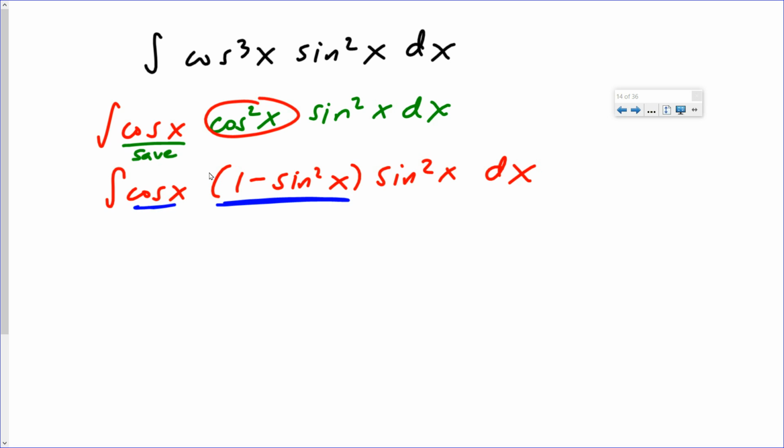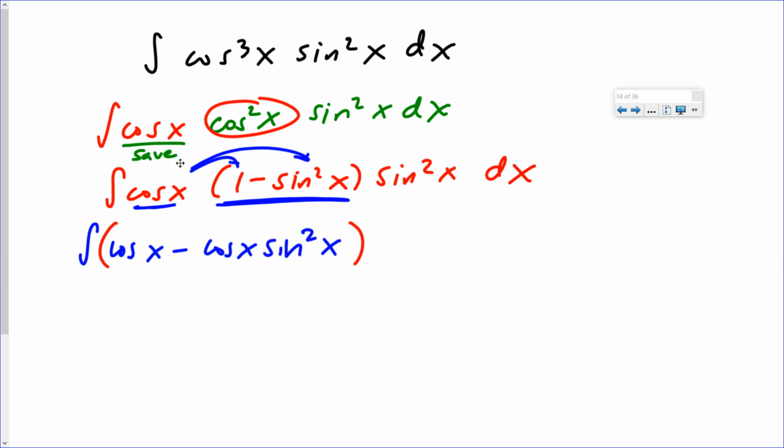But that's pretty much it. I can't distribute all three at the same time. It's impossible. So you pick two factors, and you just go ahead and distribute that. So this is going to be cosine x minus cosine x sine squared x. I still have this sine squared x here, but make sure you understand it. After I distributed this, this sine squared x is now being multiplied by this entire thing.